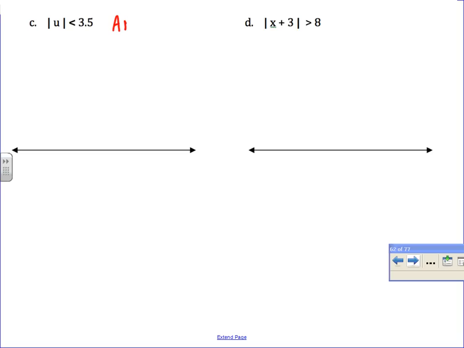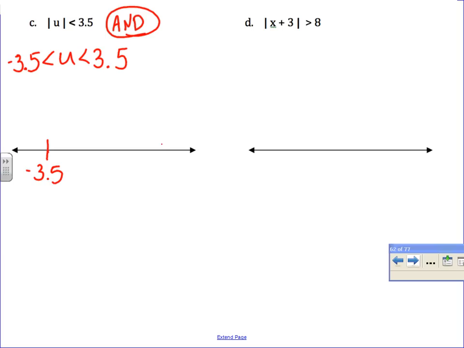Since it's less than, we know it's an "and" compound inequality. So we're going to rewrite the inequality as it is, getting rid of the absolute value symbols. Write another less than symbol over here, but now that 3.5 is going to be negative on this side. So we need to graph this or illustrate this on a number line. Negative 3.5 is smaller than 3.5, so negative 3.5 goes further down to the left. If we graph this, we know u has to be between these two numbers.